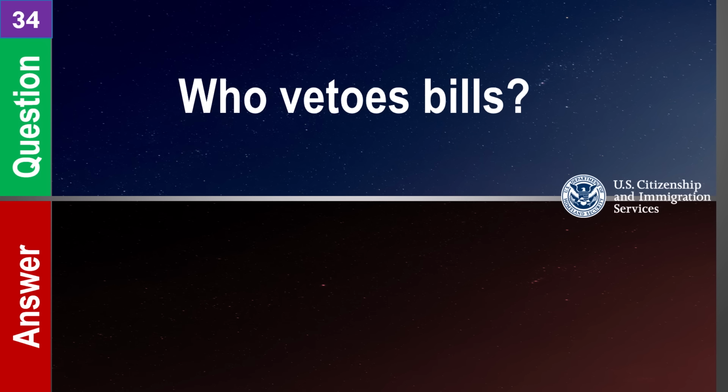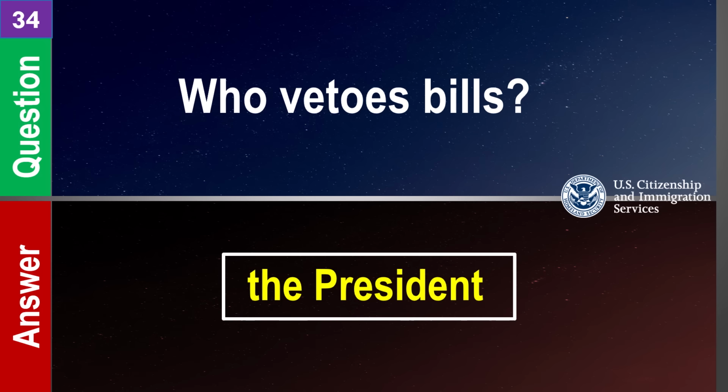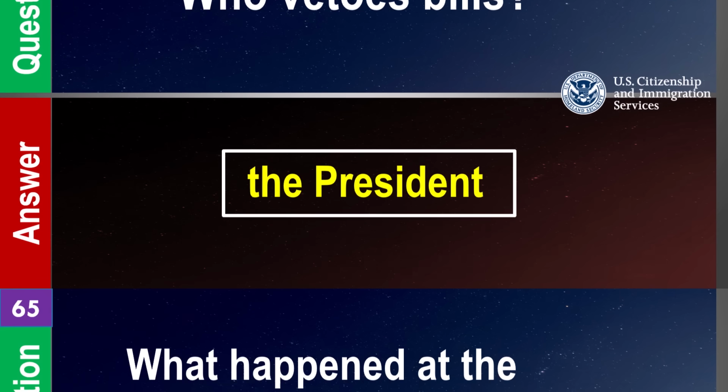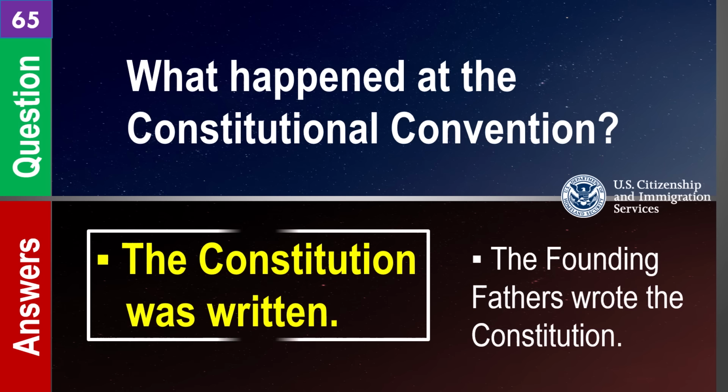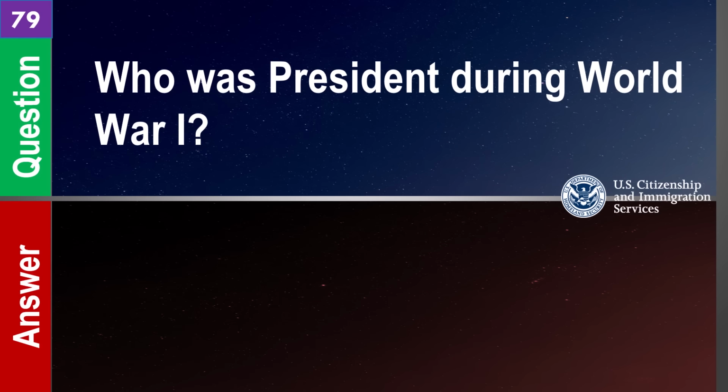Who vetoes bills? The President. What happened at the Constitutional Convention? The Constitution was written. Who was president during World War I?